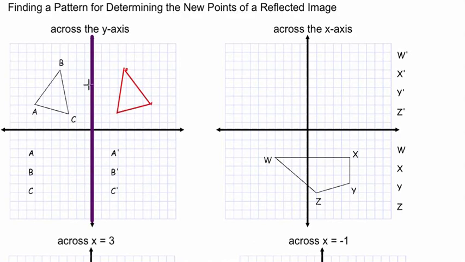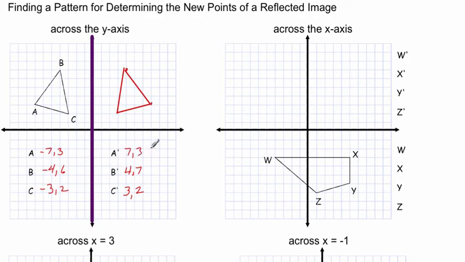Okay, let's find the points. So A was -7, 3. B was -4, 6. And C was -3, 2. The new prime images, so this would have been C. So C was 3, 2. B would have been right here, so that's 4, 7. And A was right here, so that's 7, 3.